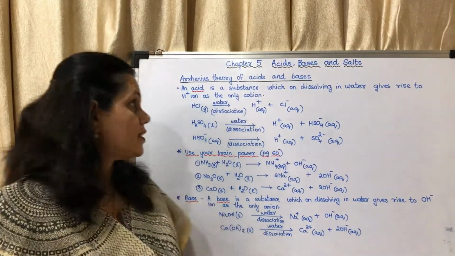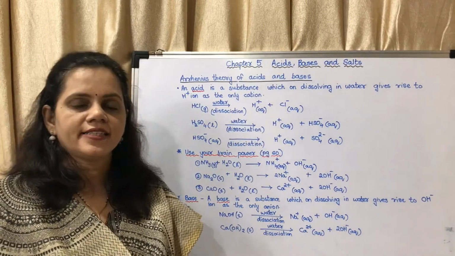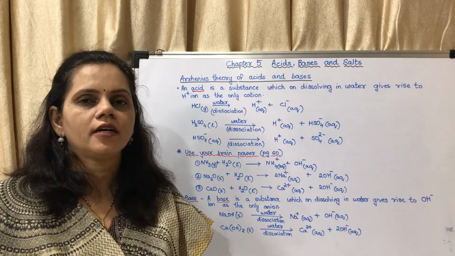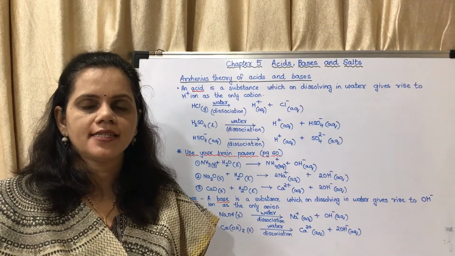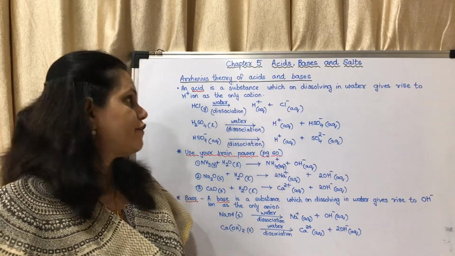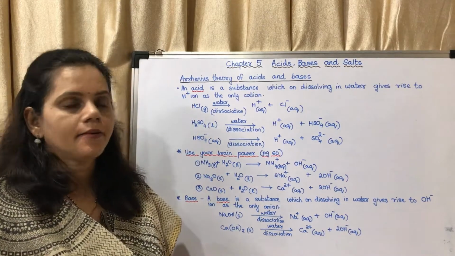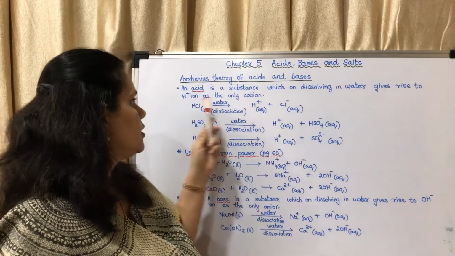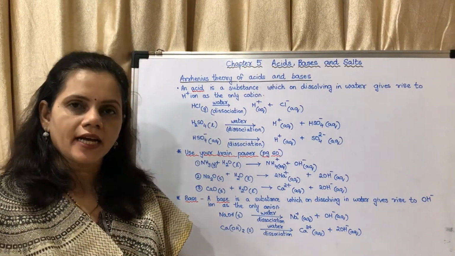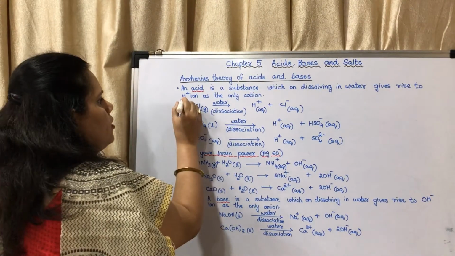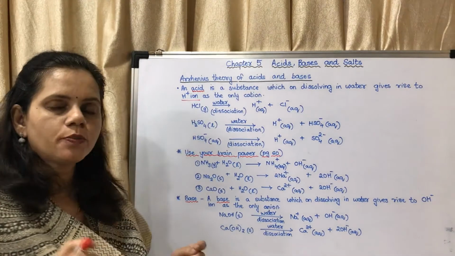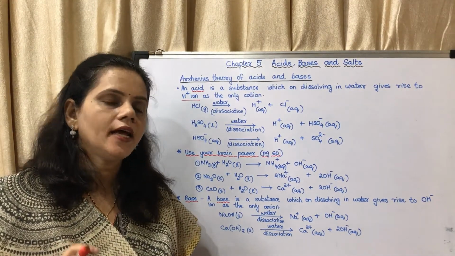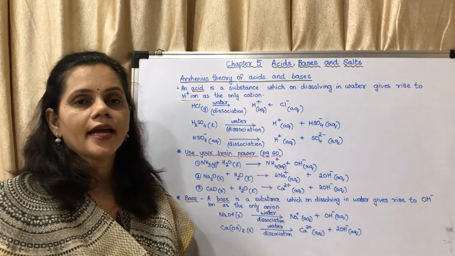The next topic is Arrhenius theory of acids and bases. Arrhenius was a scientist who gave a proper definition to acids and bases. First, what is an acid? An acid is a substance which on dissolving in water gives rise to H plus ion as the only cation. That is said to be an acid.